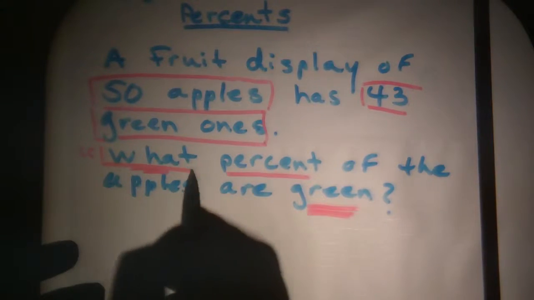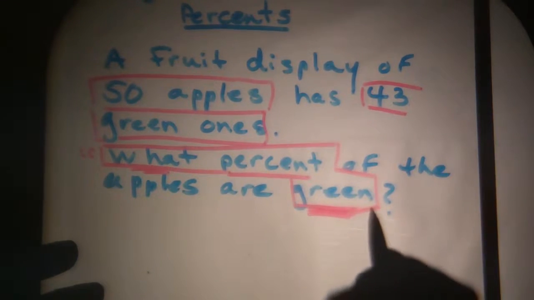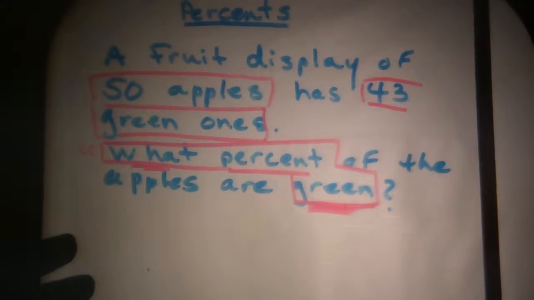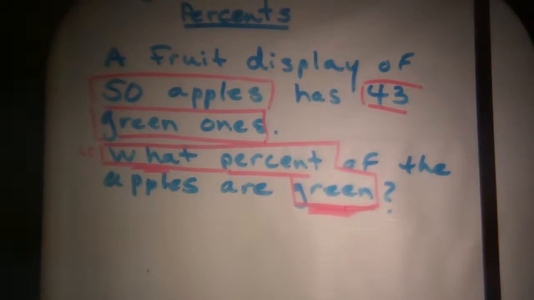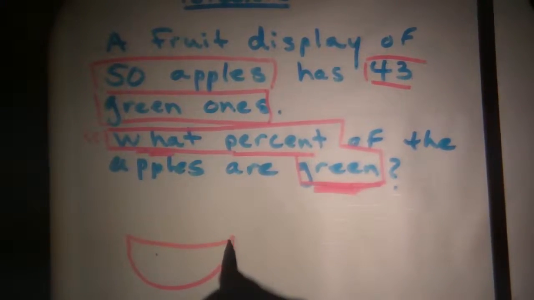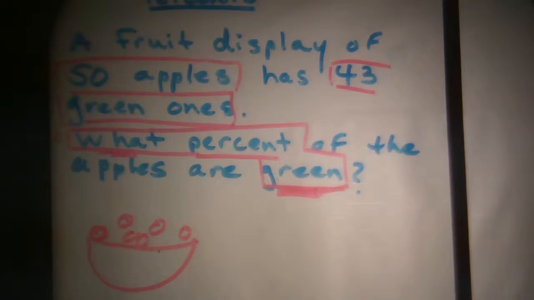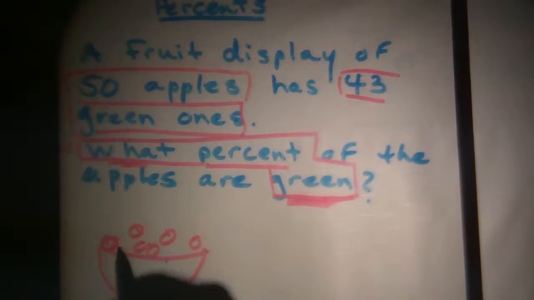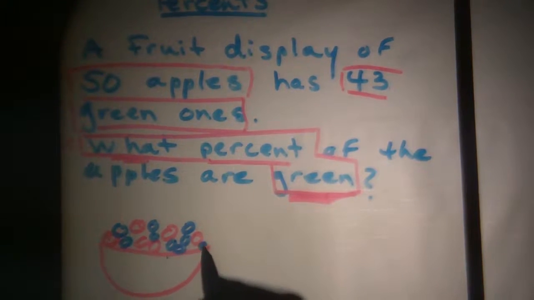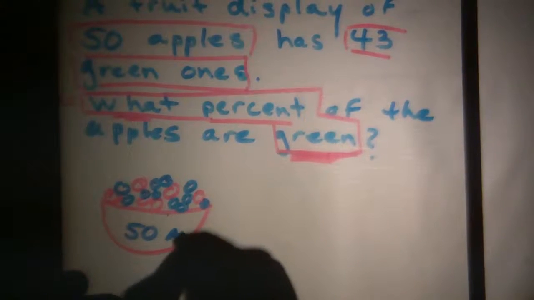Okay, so here's my question. I need to know this for sure. That's the final answer that I need to solve for, or the final question I need to solve for. So let's write this out. I have a basket here. I better do a visual because I'm not sure. Let's see, I've got some apples here, and then it says that 50 apples and there's 43 green ones, so there's more green than any other color in here, aren't there? Okay, so there's 50 apples in here.